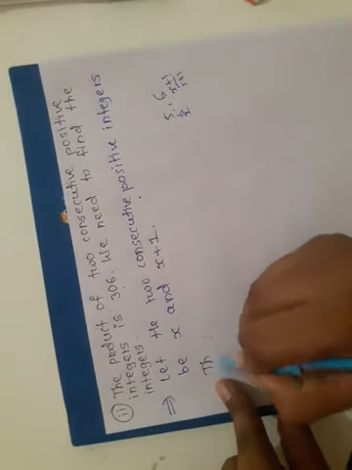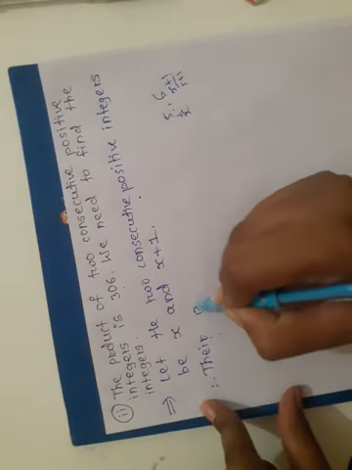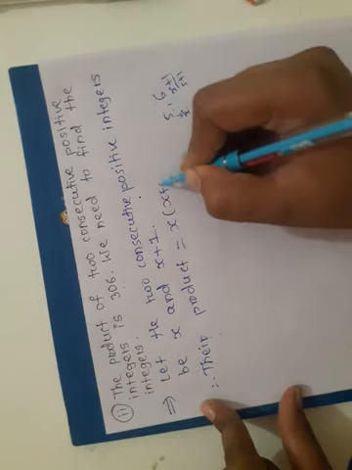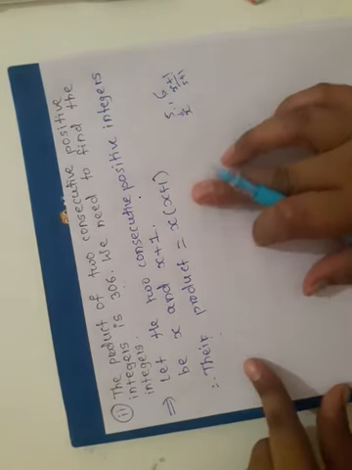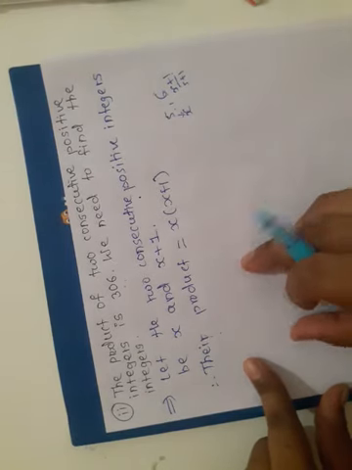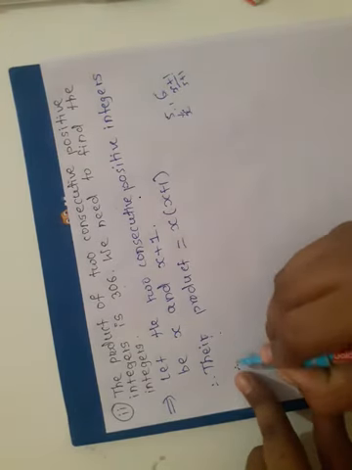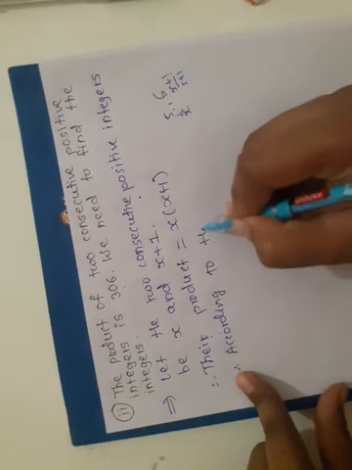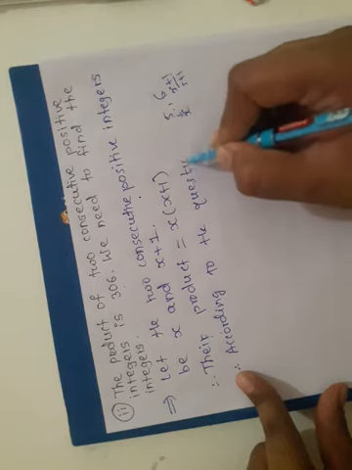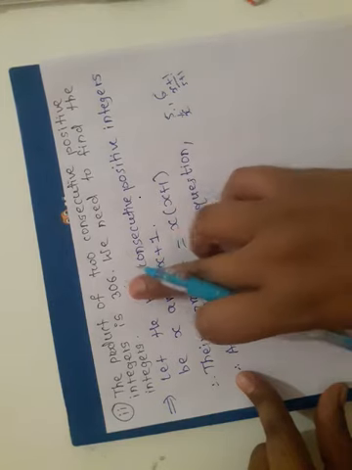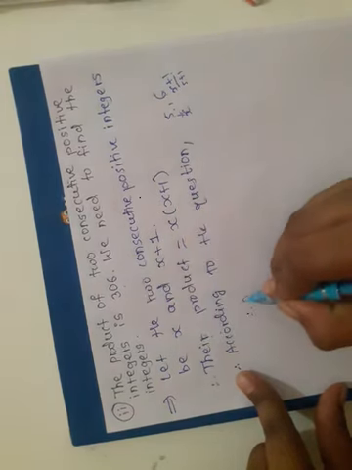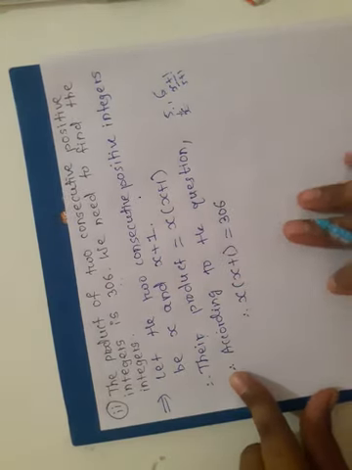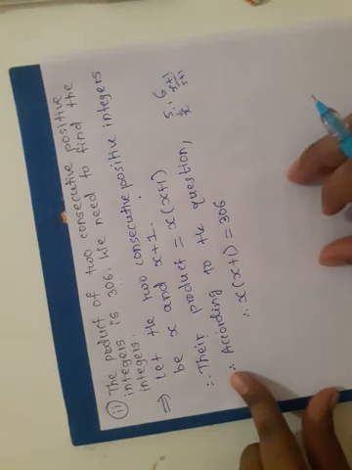Write down, therefore their product is equal to x into x plus 1. Their product is x into x plus 1, and this product is 306, which is given to us. So write down, therefore according to the question, x into x plus 1 is equal to 306. This is all given to us.